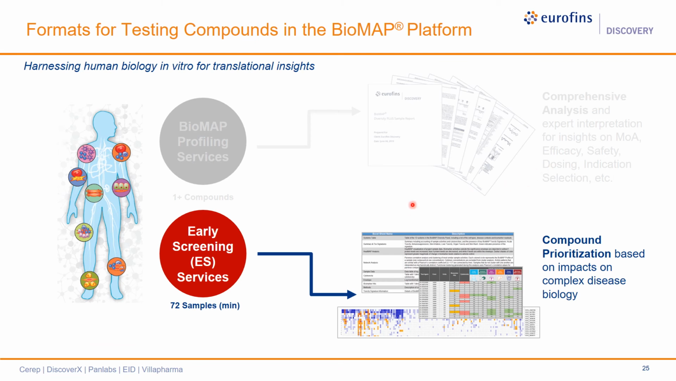The analysis that I've shown thus far represents BioMAP profiling studies. Early screening services involve a more streamlined process and deliverables designed to test larger numbers of earlier stage compounds. The goal of diversity early screening is to rapidly de-risk, debulk, and differentiate chemistry based on the biological outcomes achieved in this platform.